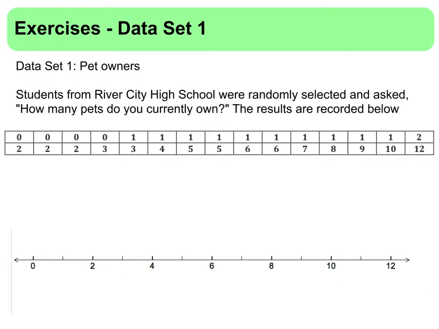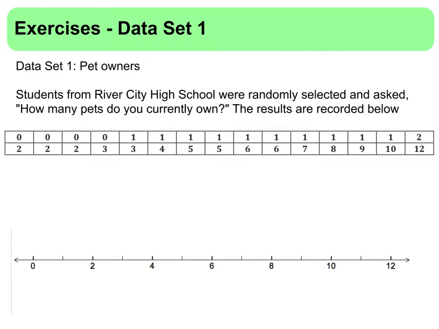For the most part, we're going to look at three data sets. We'll create dot plots for each of these three data sets, and then we'll answer some subsequent questions based on each of these data sets. In data set 1, pet owners, students from River City High School were randomly selected and asked, how many pets do you currently own?